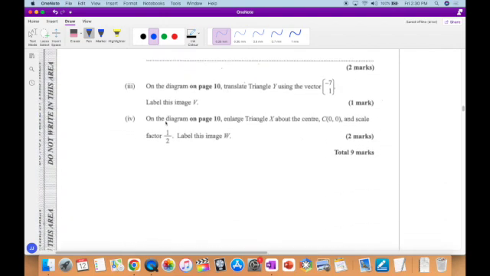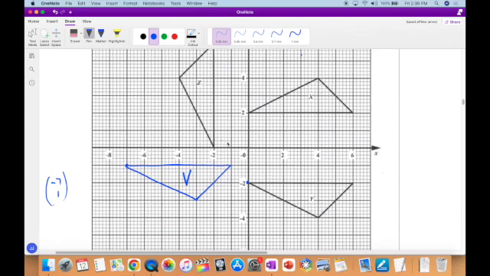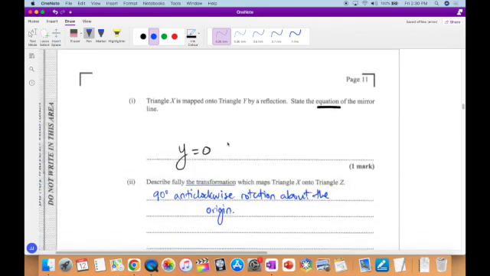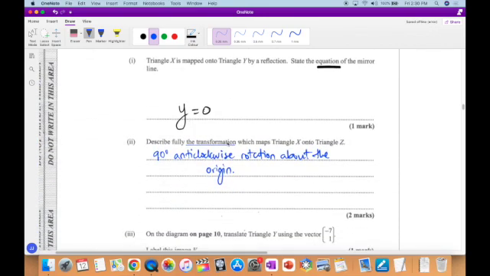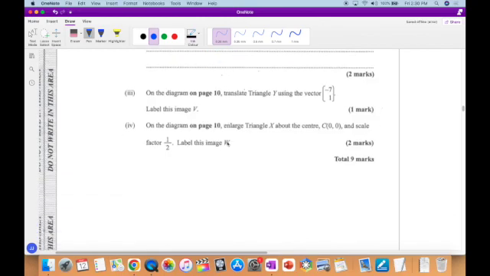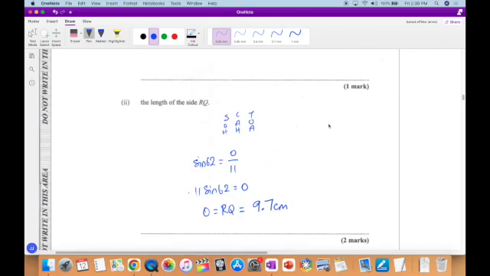All right. On the diagram on page 10, enlarge triangle X about the center (0, 0) with a scale factor of a half. If the scale factor is a half, that means this thing is going to be smaller. I'll label this image W. So enlarge triangle X about the origin, center (0, 0), right?